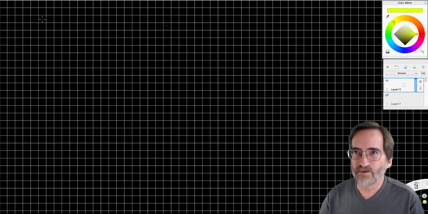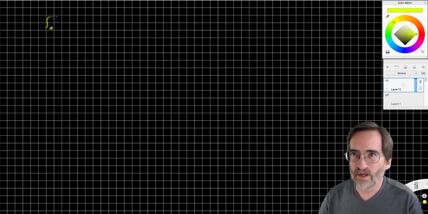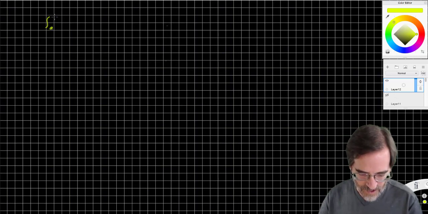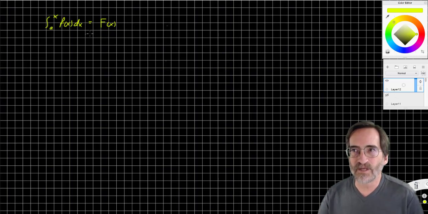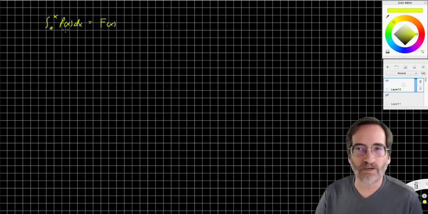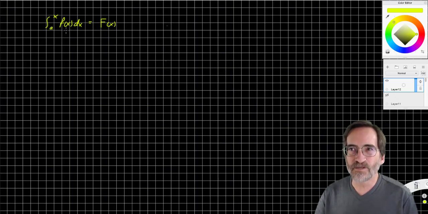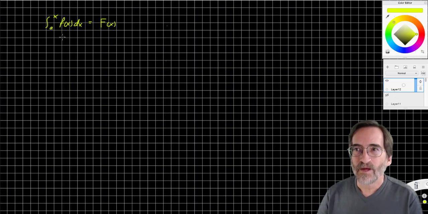Consider this definite integral, the integral from a to x of f of x dx. And consider that that integral is some function capital F of x. So capital F of x represents the integral of the function lowercase f of x. Some function of x turns into some other function of x. It's really that simple.